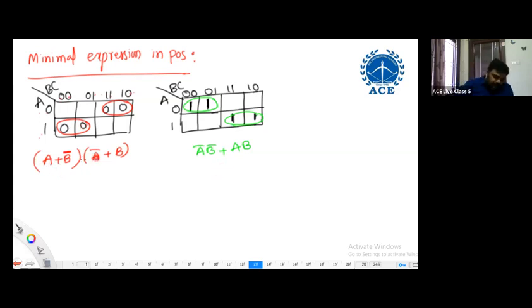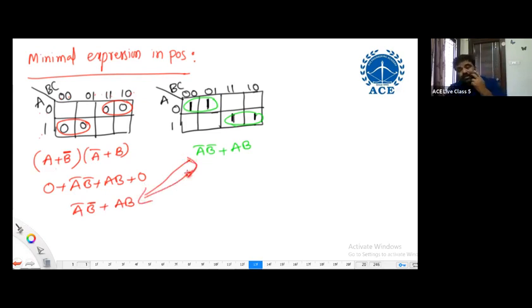Then let us see: A and A bar is 0, A bar B bar plus AB, plus B bar and B is 0. Then A bar B bar plus AB. So both are giving same functionality. They are not different. They are giving same functionality, but two different expressions. Right. Now, let me take one more example.